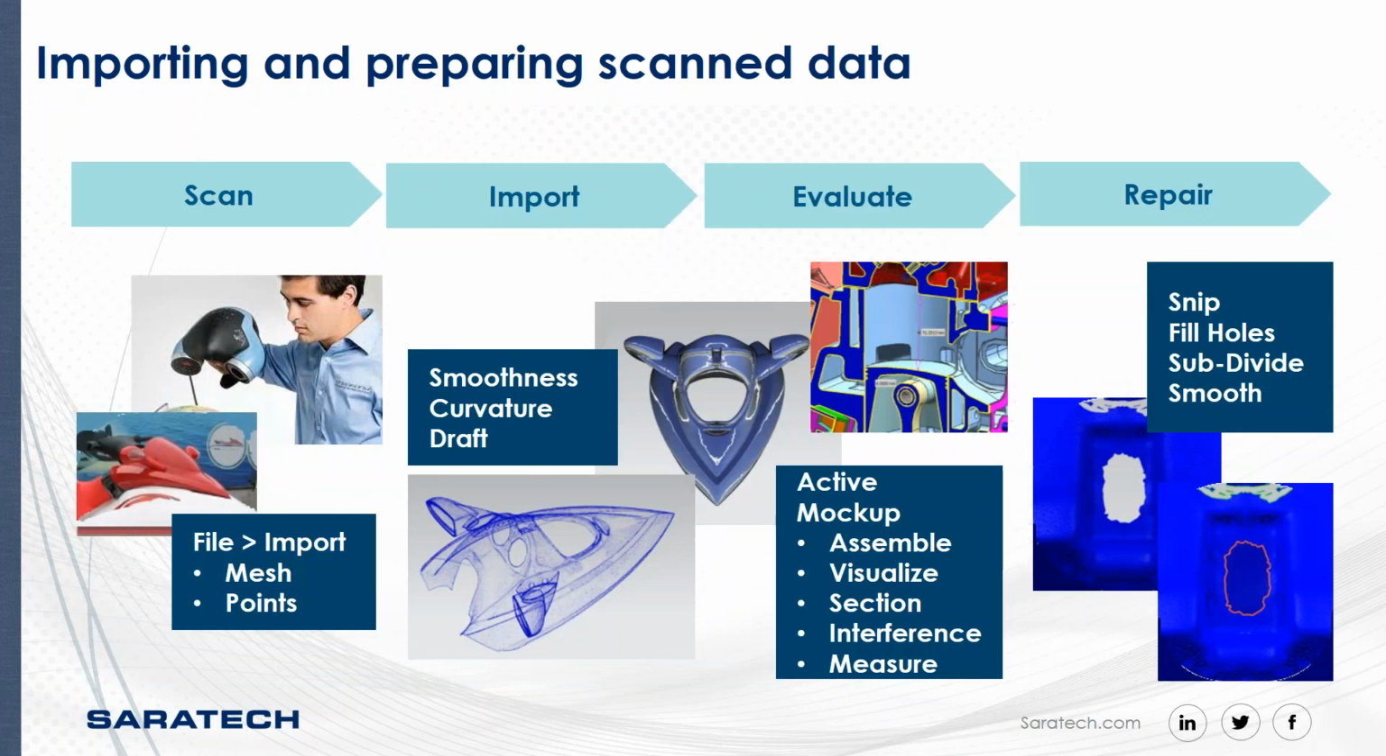So importing, preparing scan data, you kind of see these steps here. So you can scan in data, file import mesh points. Once you import it, you can evaluate its smoothness or curvature or draft. You can make surfaces off of that. You can evaluate it, like I said, active mockup, so assembly, visualization, section, interface, measure. And then if you do see deficiencies or areas that you want to improve, you can repair it. And I'll be showing some of these tools with the next demo. So snip, fill hole, subdivide, and smooth.